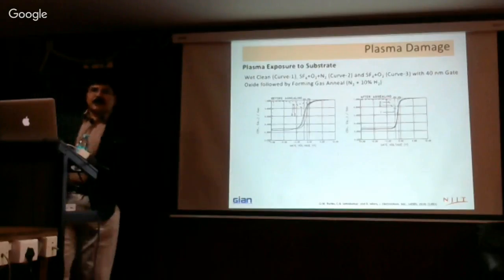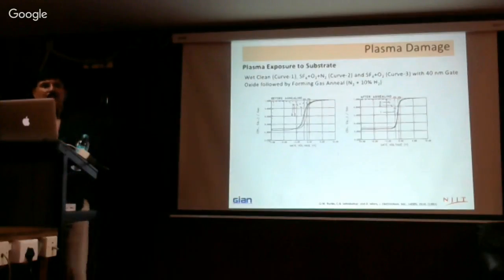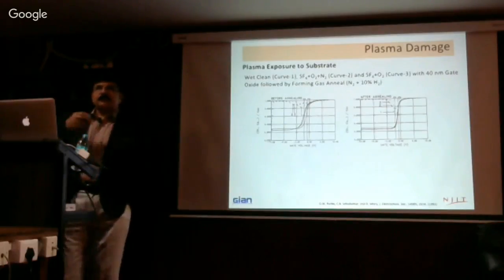So what he says is that if you do the forming gas anneal, definitely hydrogen contributes to the interface and makes the interface very bad. Questions?